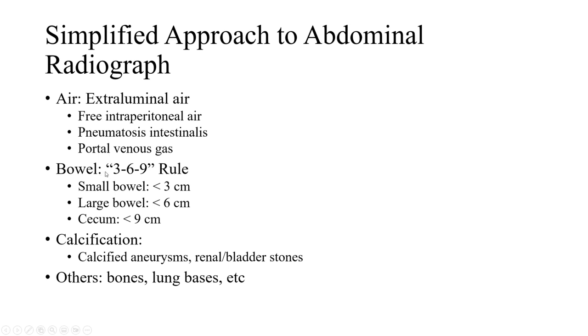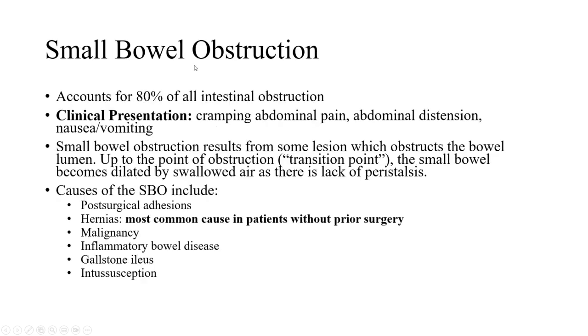B stands for the bowel, and I'm sure you've heard the 369 rule, where the small bowel should be less than 3 centimeters in diameter, large bowel should be less than 6 centimeters, and the cecum should be less than 9 centimeters. C stands for abnormal calcifications, such as calcified aneurysms, renal, bladder, gallbladder stones, etc. And there's other things to look for, such as bones, lung bases, abnormal soft tissue densities, and etc.